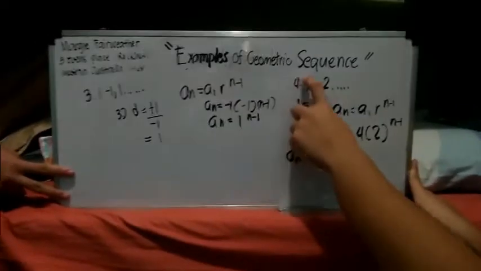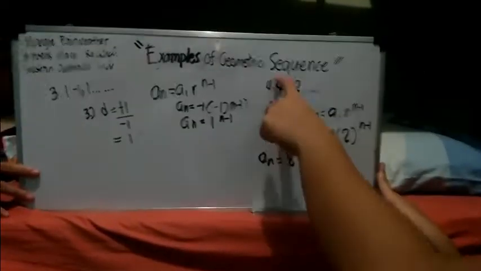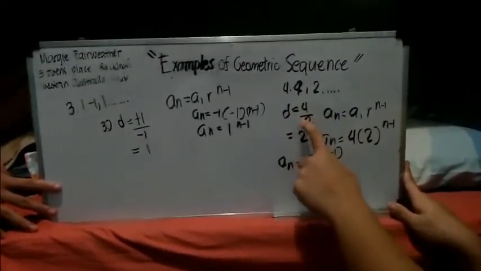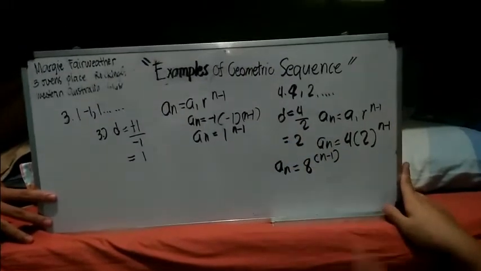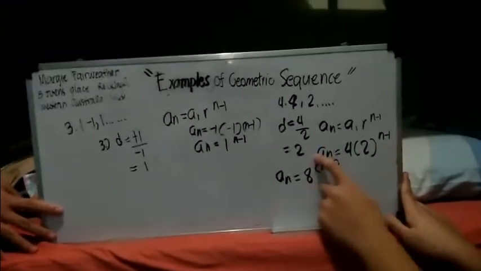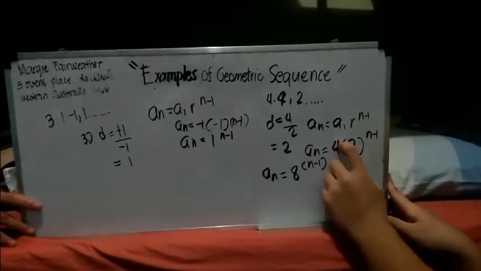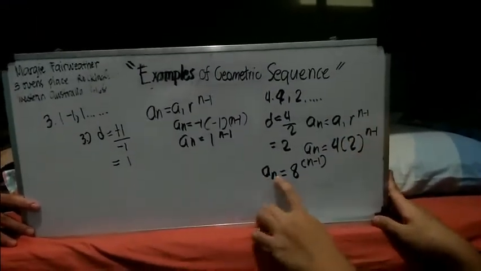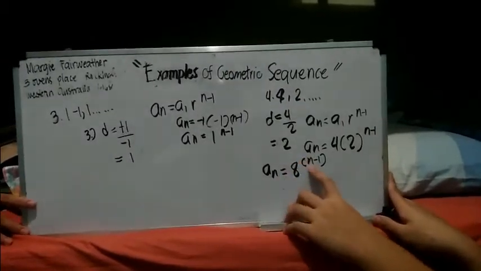Then here, 4, 2. First, 4 divided by 2 is equal to 2. Then follow the formula. After that, a_n is equal to 4 times 2 to the n minus 1. a_n is equal to 8 to the n minus 1.